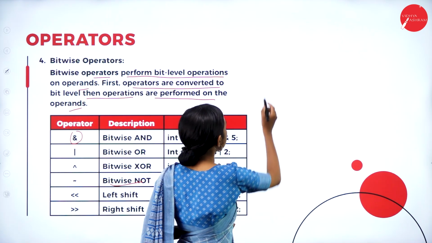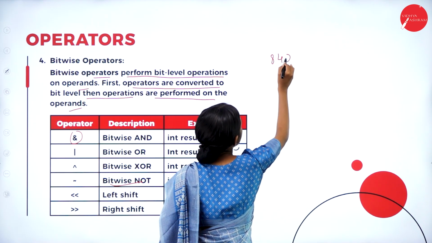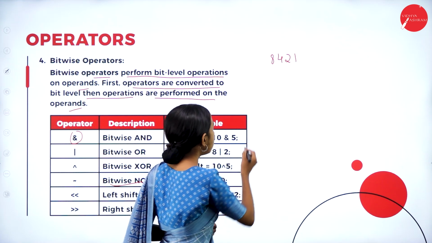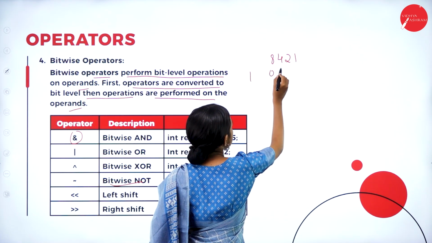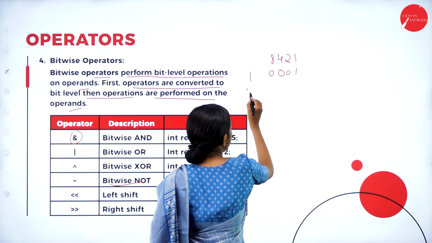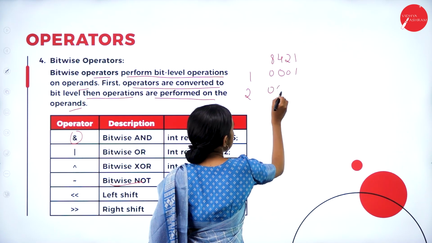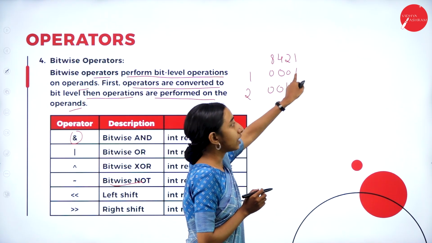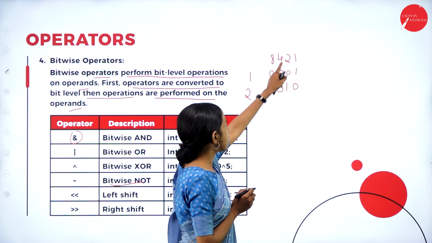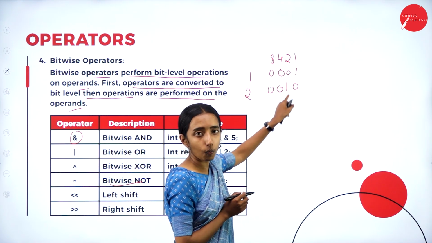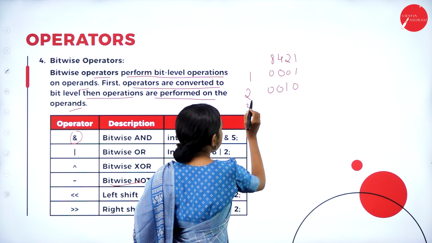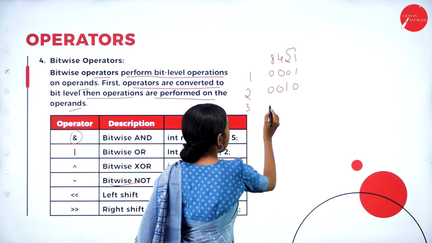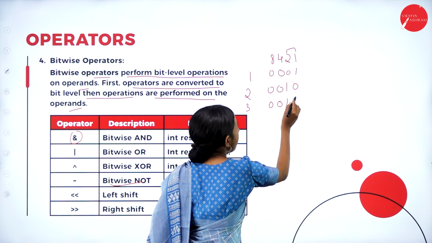We are having 8, 4, 2, 1. This is a trick that we are using. For 1, we are having 0, 0, 0, 1. For 2, it is 0, 0, 1, 0. If it is 1, I will give 1; if it is 2, I will give a 1 at the 2 place. Next we are having 3. I will add 2 plus 1, which is 3, right? So I will give 0, 0, 1, 1.